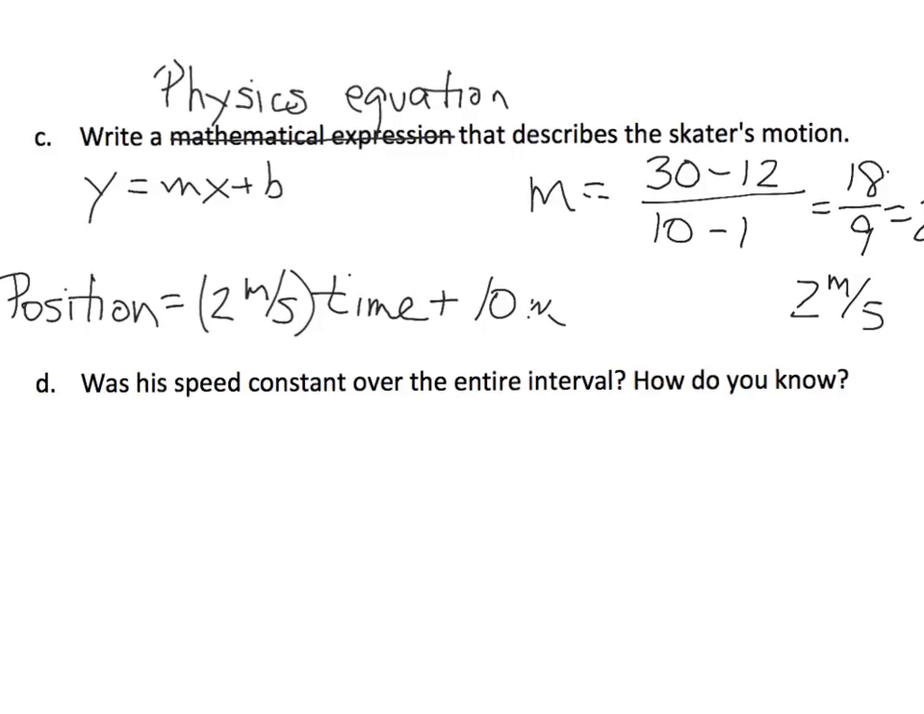And then as we're answering our next question here, was the speed constant over the entire interval? Well, we're thinking speed, or velocity would also work here, but speed is the distance traveled over the time, and yes, it was constant. We had a straight line. That straight line had a constant slope. So that's what we're looking at there.